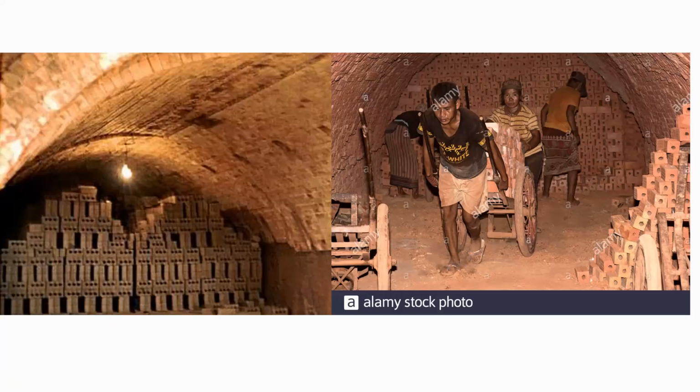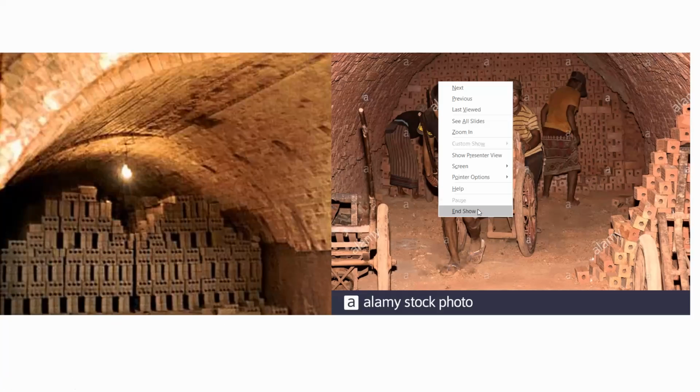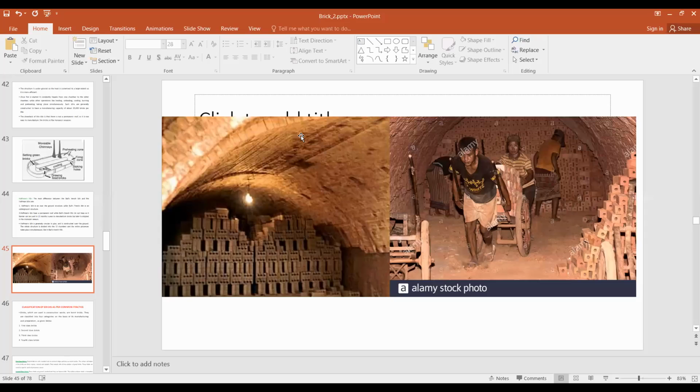We have discussed all the stages. Is there any doubt in burning of bricks? Any doubt?